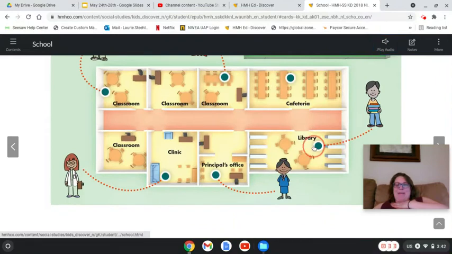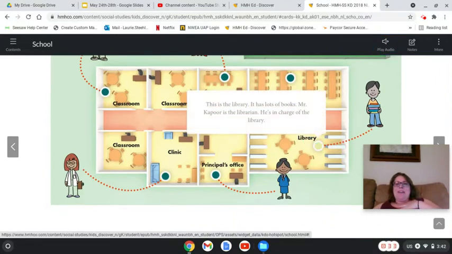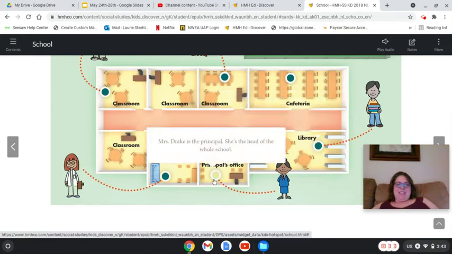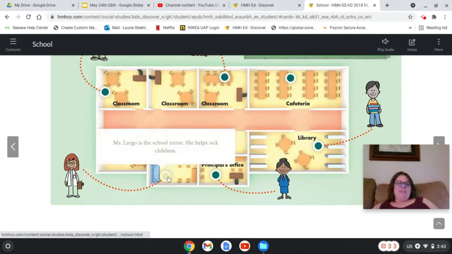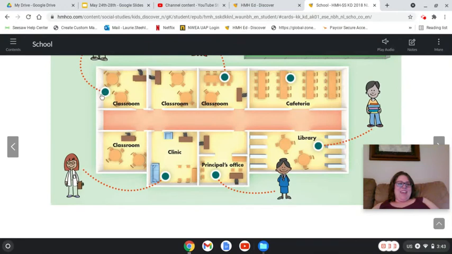So they've got a library. This is the library. It has lots of books. Mr. Kapoor is the librarian. He's in charge of the library. The principal's office. Mrs. Drake is the principal. She's the head of the whole school. Miss Largo is the school nurse. She helps sick children.